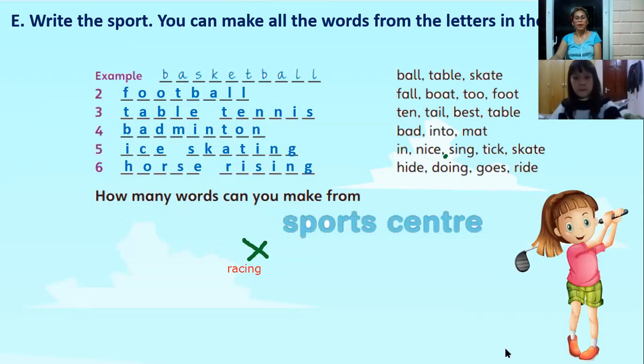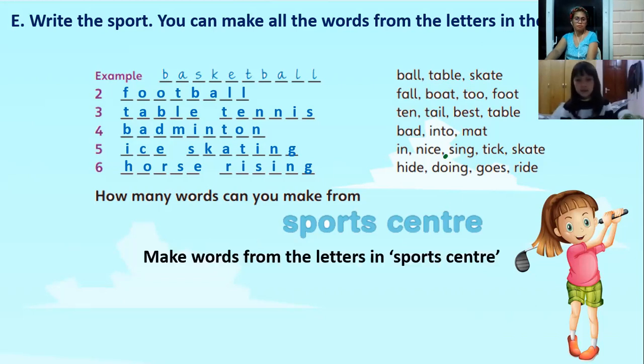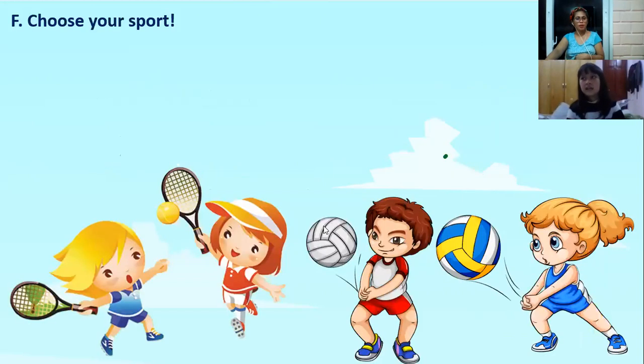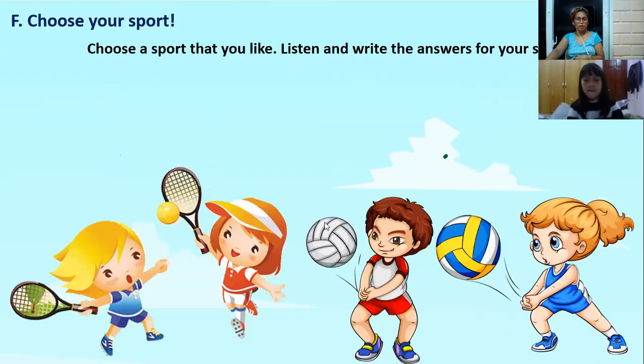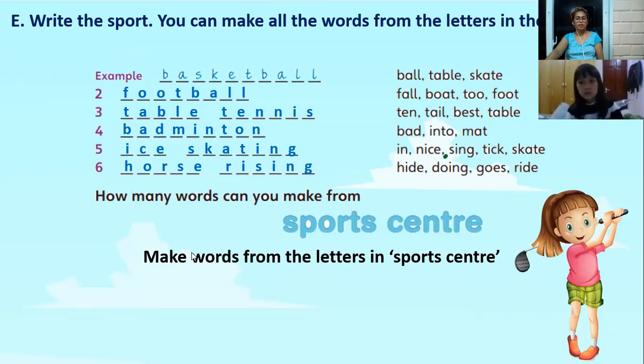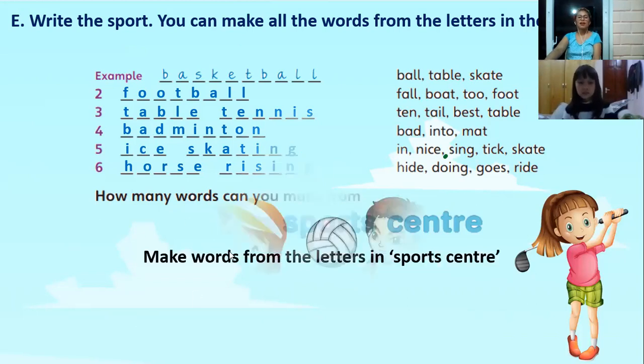Okay, this one. How many words can you make from sports center? Wait, I will erase first this one. How many words can you make from sports center? Is 10. It's sports center. How many words can you make? There are? Where is it? You have words there? Five. Okay, five. Okay. Next here, look at this one.